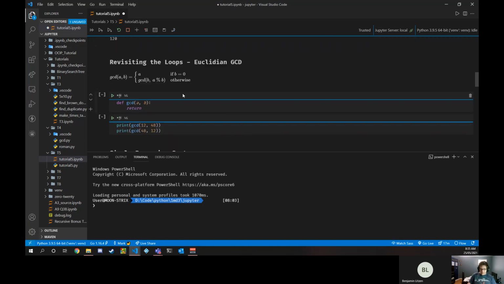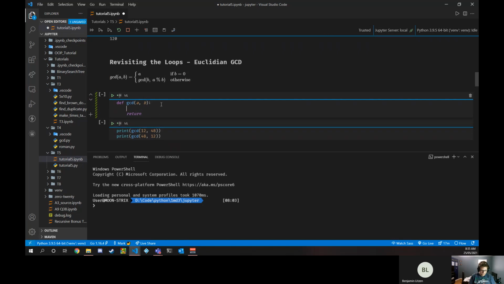Another quick warm up is one that we did from our earlier tutorial, the greatest common denominator. Now, this is the Euclidean method, which we did with a loop. However, it can also be written recursively. In fact, originally speaking, it was written recursively.